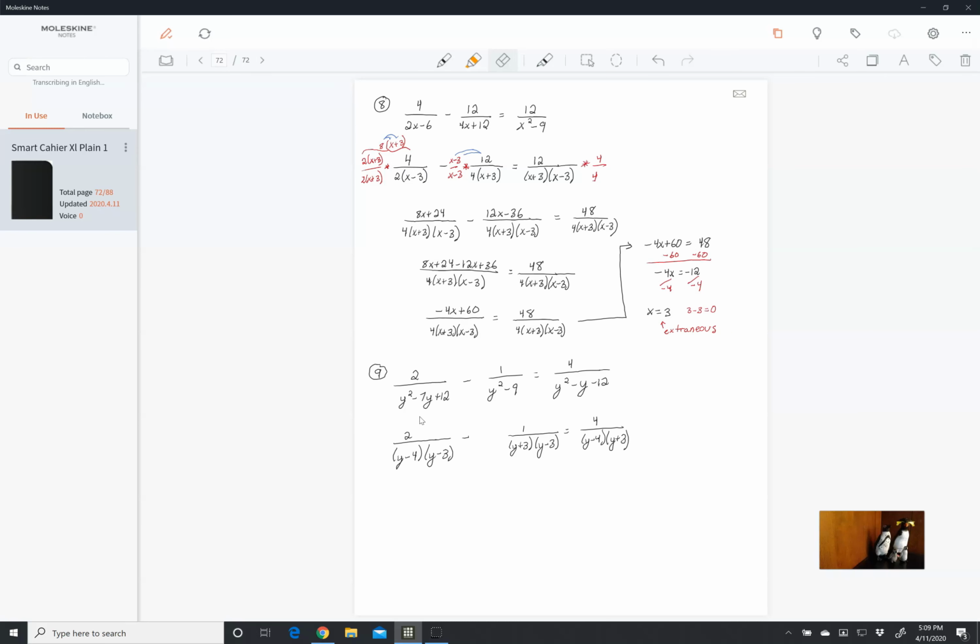Okay, so again, we need a common denominator, so we're asking ourselves, what do the other denominators have that the first one doesn't? This denominator has y plus 3, this one doesn't. It has y minus 3, this one does. This has y minus 4, this one does. This one also has y plus 3, this one doesn't. So we can multiply by y plus 3 over y plus 3, and then it'll look like the others. It'll have what all of the others have.